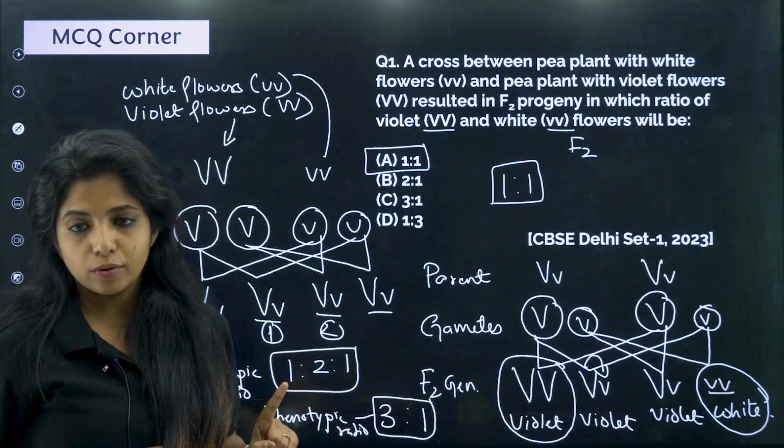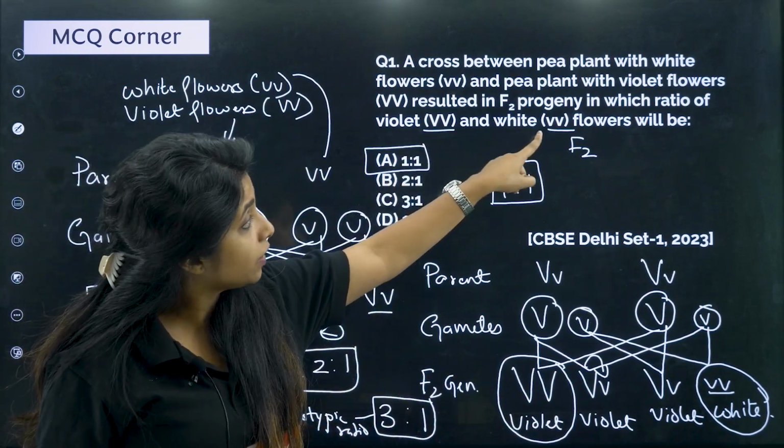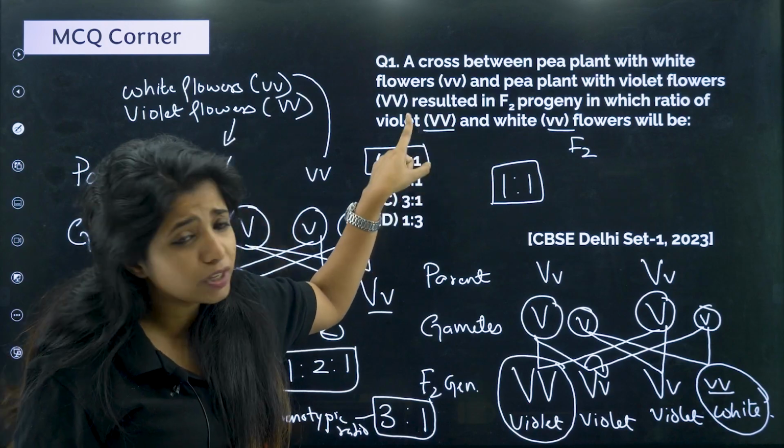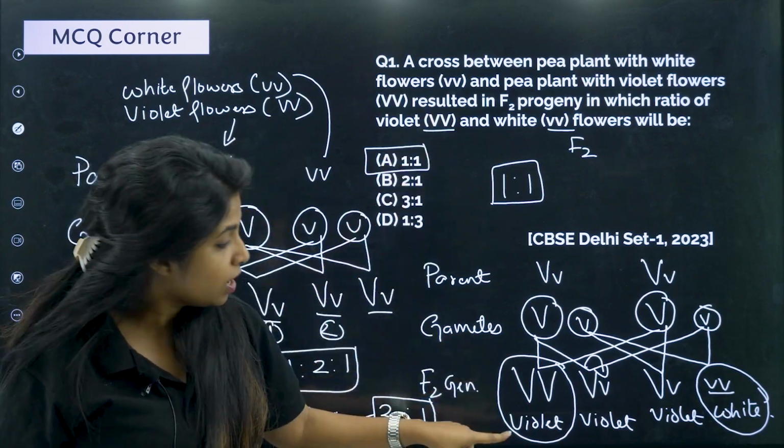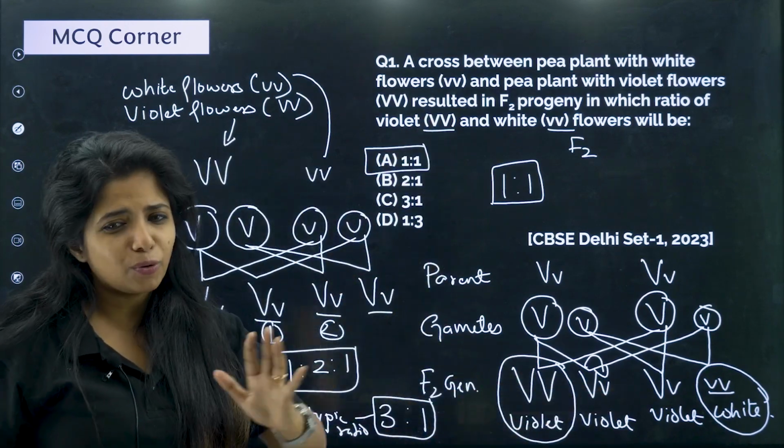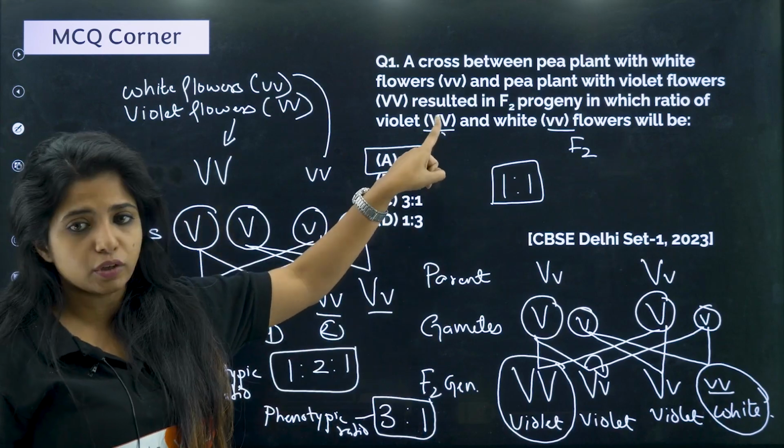So this is the answer for this question, because they just ask you about violet and white. Please remember, you have to take notice of this. They are asking you for this. Don't go for all the violet plants, 3:1, don't do that, okay? They are asking you specifically for this.